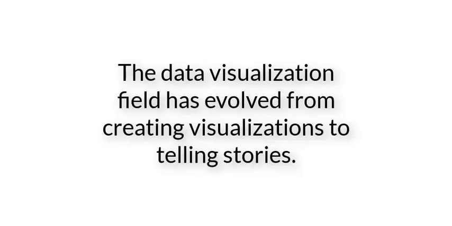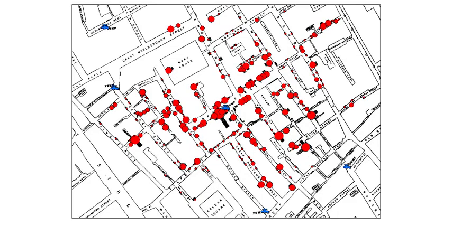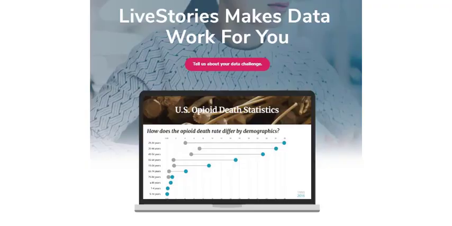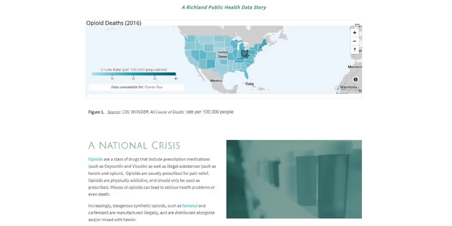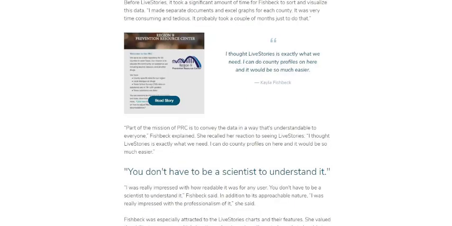The data visualization field has evolved from creating visualizations to telling stories. John Snow's famous map of the London cholera epidemic inspired new ways of showing complex information in visual formats. While current visualizations can help readers understand trends, they would be more powerful if they were presented as a persuasive story. The California Healthcare Foundation funded Live Stories, a data storytelling startup, to work with county-level opioid coalitions to create dashboards. The dashboard templates provided local-level data and encouraged coalitions to add personal stories about affected individuals to make the data more memorable. Number 4.